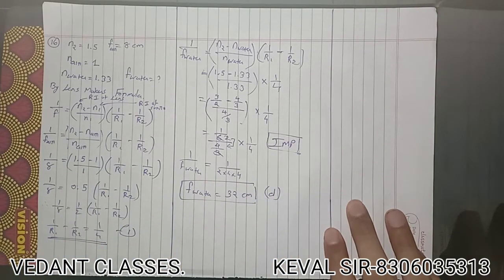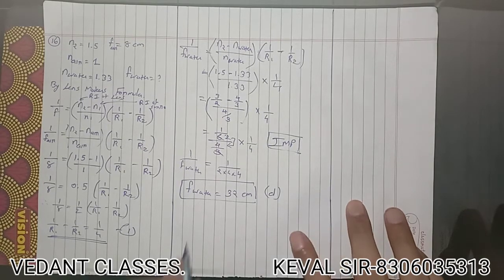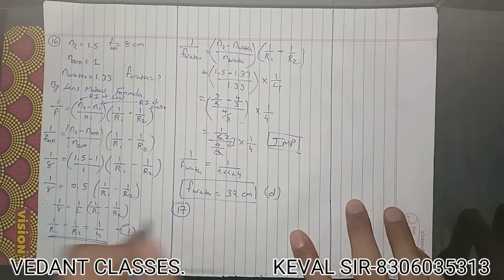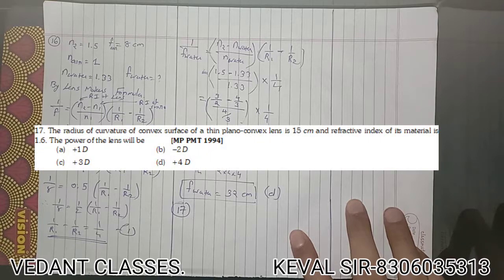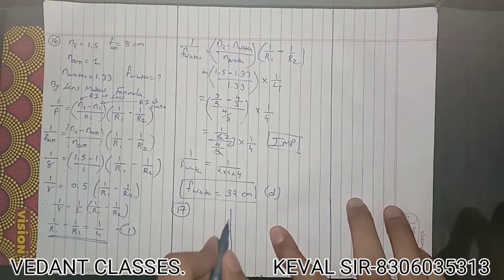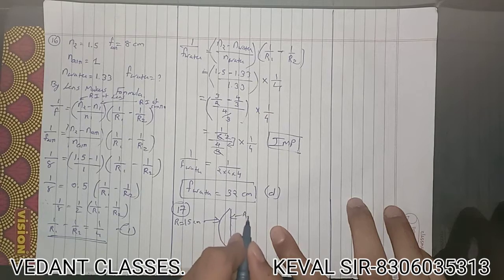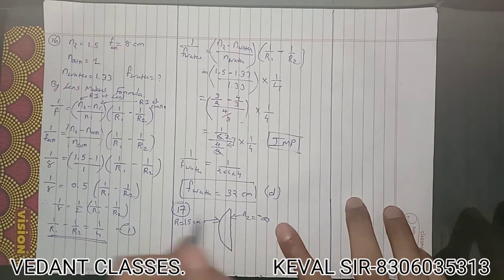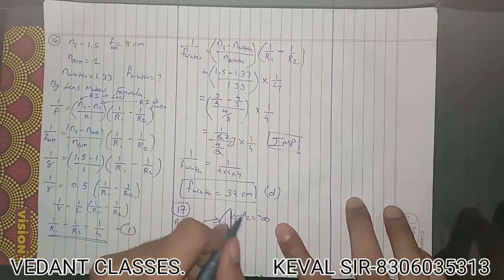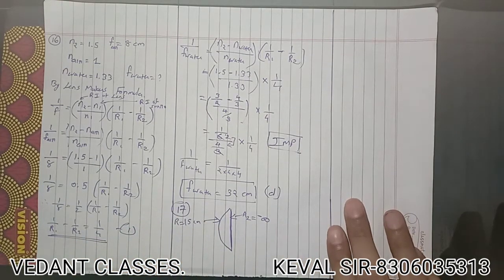Okay, so now let's see the next question, 17. In question 17, the radius of curvature of the convex surface of a thin plano-convex lens is 15 centimeter. Let's say the plano-convex lens is like this. The radius of curvature R1 for this will be 15 centimeter, and for this R2 will be equal to infinite, because as it is a plane surface, the radius of curvature will be infinite. The refractive index of the material is 1.6.